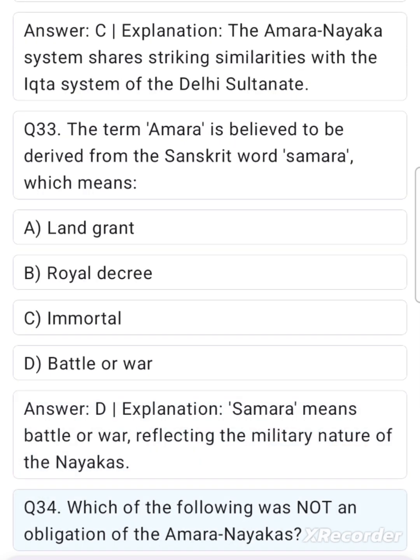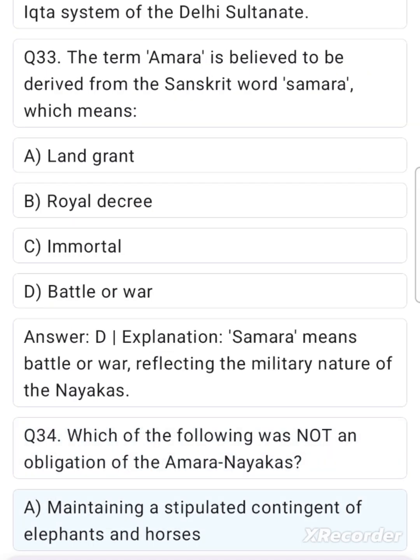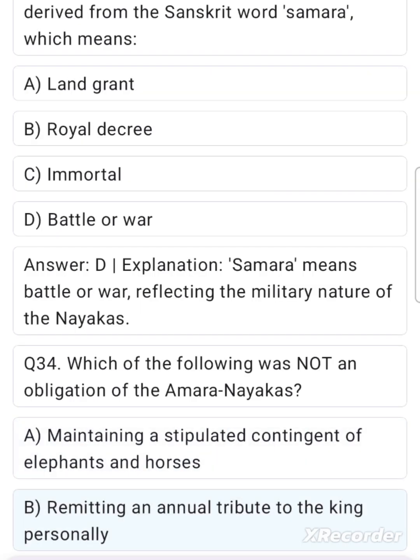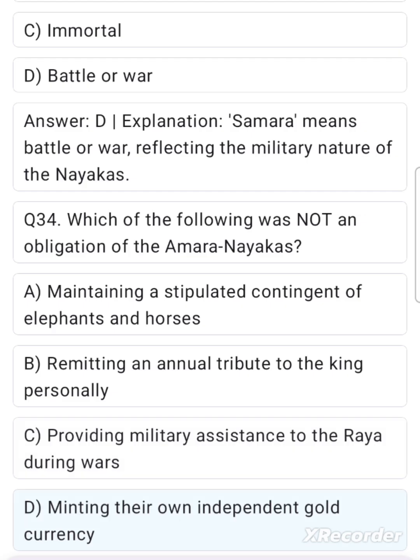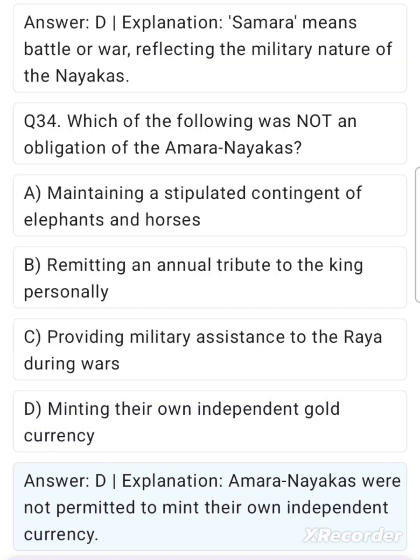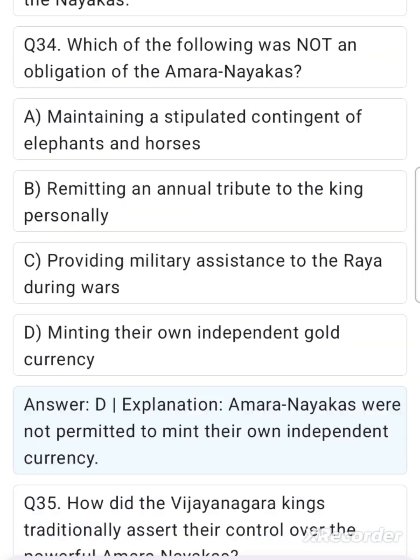Q34. Which of the following was not an obligation of the Amara-Nayaka? A. Maintaining a stipulated contingent of elephants and horses. B. Remitting an annual tribute to the king personally. C. Providing military assistance to the rear during wars. D. Minting their own independent gold currency. Answer. D. Explanation. Amara-Nayaka were not permitted to mint their own independent currency.